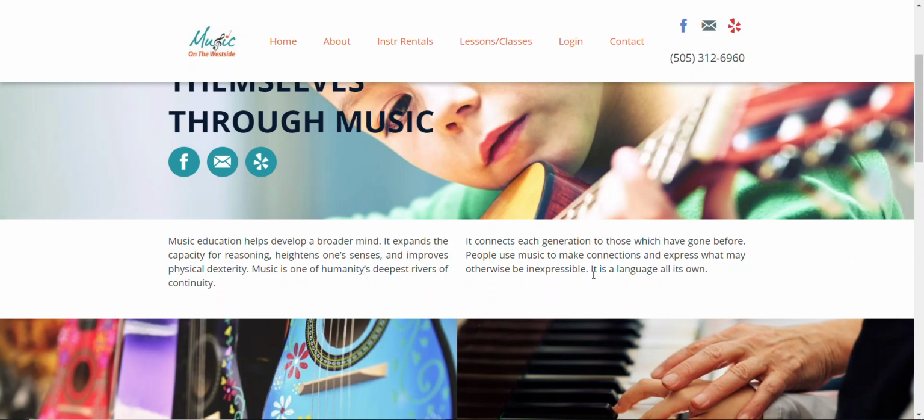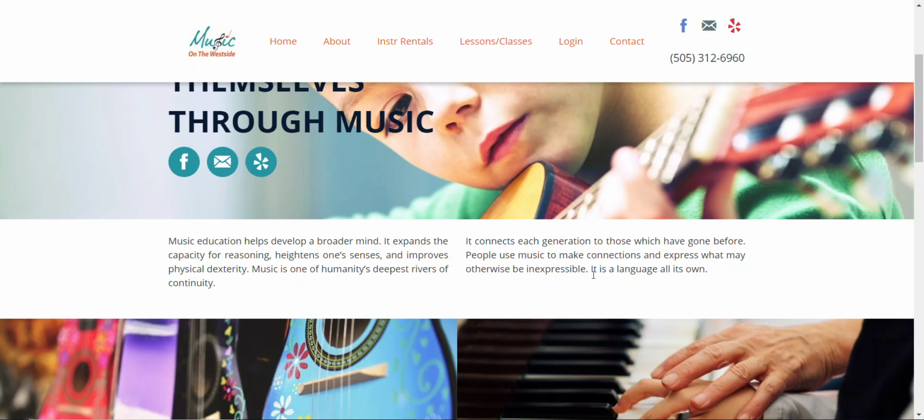Well written, but the message, I think, is so off the mark, because this is explaining to the reader, hey, music's this really great thing. It's going to expand your mind, heighten your senses. It really taps into this deep part of the human experience. I don't think a parent's looking for that at this point. If any parent is on this website looking to enroll their child, they already are sold on this idea that music is going to be beneficial to their child.